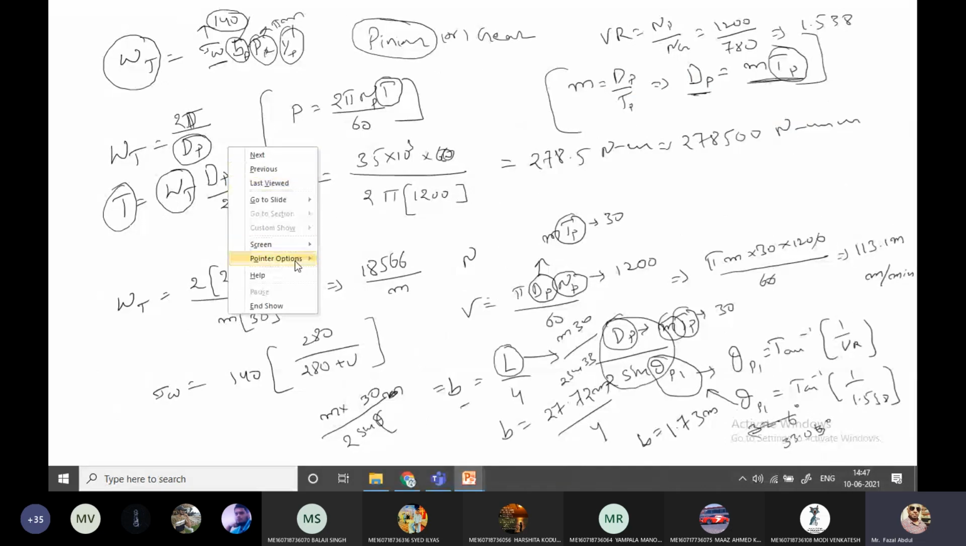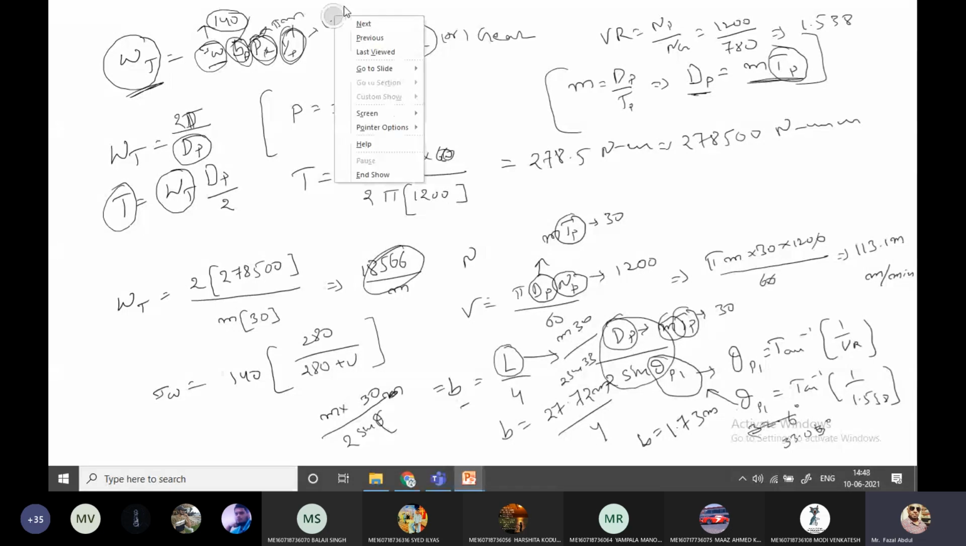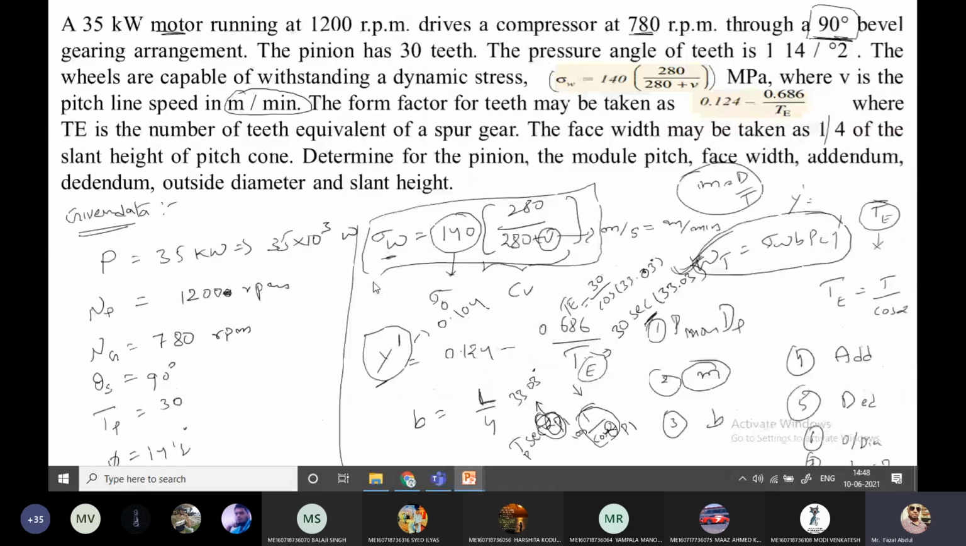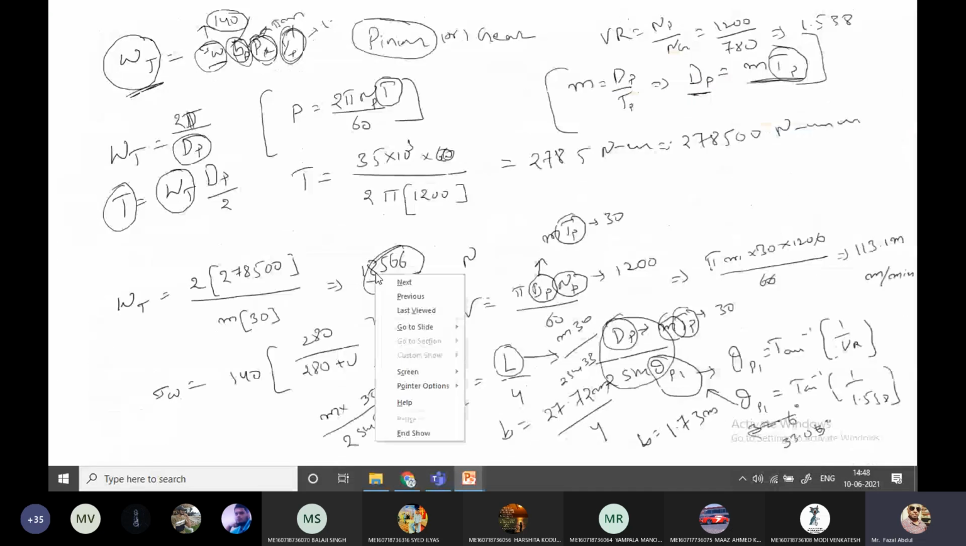Now see in this equation, observe the Lewis equation. WT we calculated at the beginning, sigma W also we calculated, B value also we got in terms of module, PC is pi m, and y dash just now we calculated as 0.104. So these are all the values we calculated step by step.